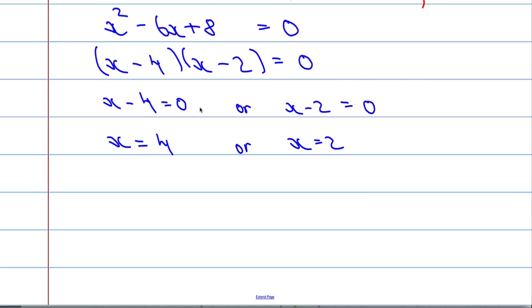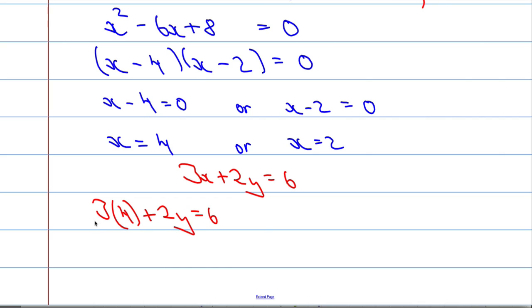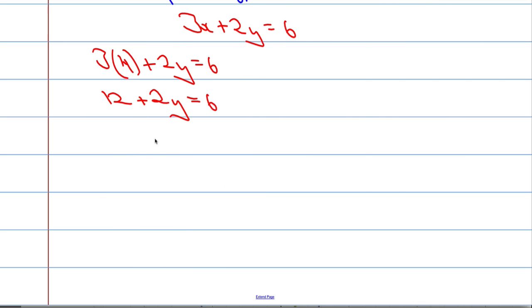3x plus 2y equals 6. Substituting back in, we're going to get 3 times 4 plus 2y will be equal to 6. 3 times 4 is 12 plus 2y is equal to 6. Take 12 off both sides, so we get 2y equals 6 take away 12 is negative 6, which means that y will be equal to negative 3.